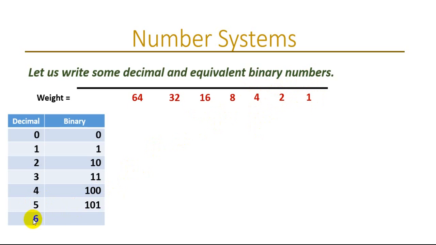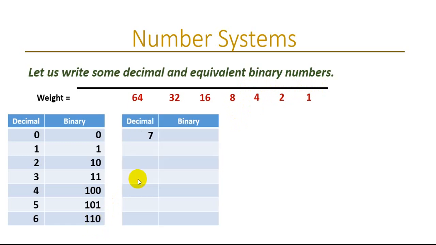Okay, now let's go to 6. How do we write 6? 6 again can't use 8. We put one 4 and one 2. That is 4 plus 2 is 6. We don't want any more, so 0 here. So 1 1 0 will represent the 6.